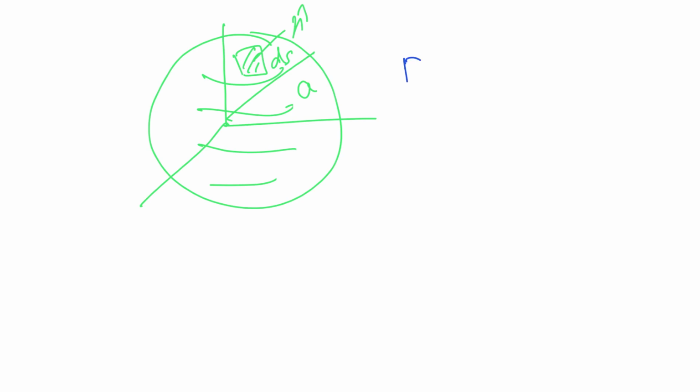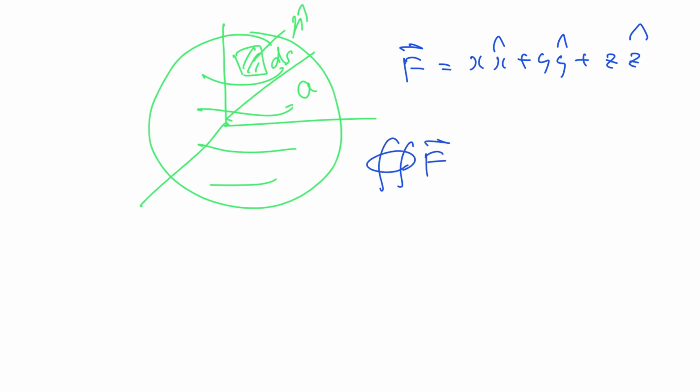And if f is given by x, y, z, and the problem is to find this integral over the surface. N is, of course, in the radial direction. And this integral looks very complicated, right? But one thing you just learned is that you can convert this using the divergence theorem, right?